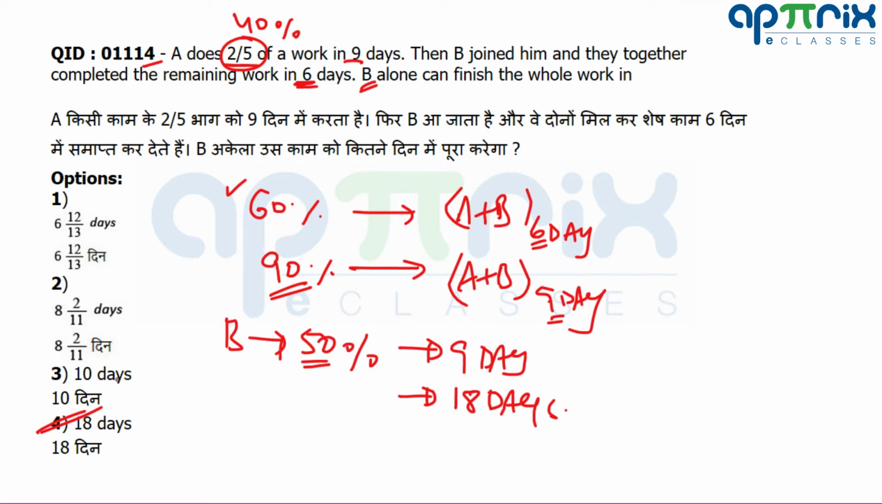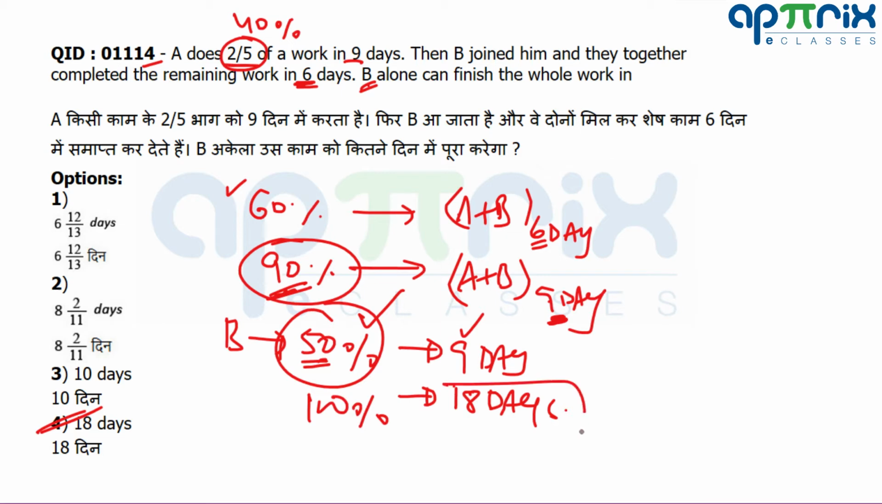So just understand what I have done. Remaining 60 is done by A and B both in 6 days. If they work for 9 days, I can get 90%, right? So out of that 90%, I already know that in 9 days, A does 40%. So B must have done 50%. So in 9 days, B does 50%. So 100% work, it will require how much? 18 days, and that's the answer.